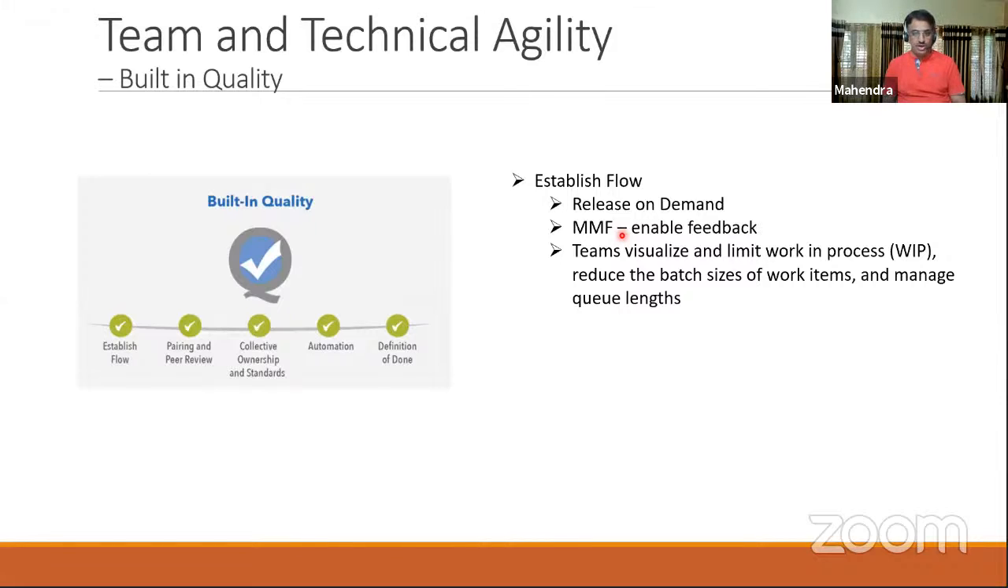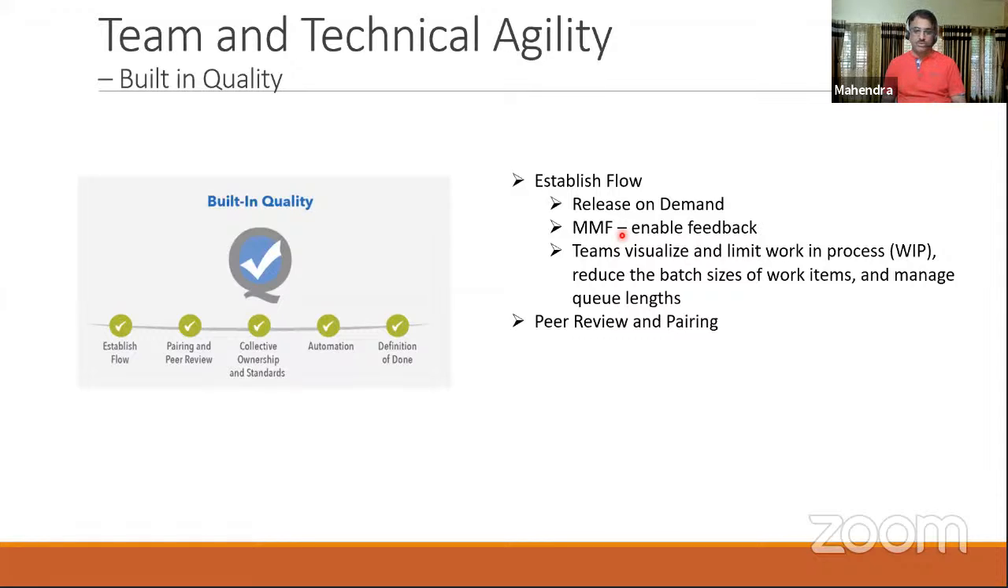The teams need to visualize the work that's happening and limit work in progress. Limiting work in progress is fundamental to have a lean flow of work, and it is important to work in small batch sizes, because the smaller the batch size, the faster it moves through the entire value stream. So establishing flow is paramount.